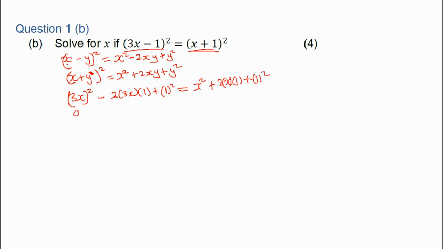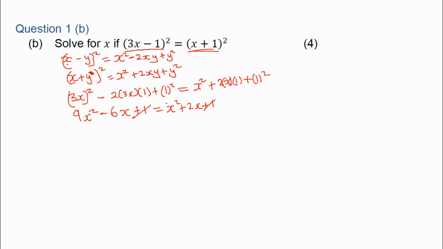So this becomes 9x squared minus 6x plus 1, and then is equal to x squared plus 2x plus 1. So we have like terms on both sides of the equation. So this plus 1 and the positive 1 there, they will go. So we remain with this.